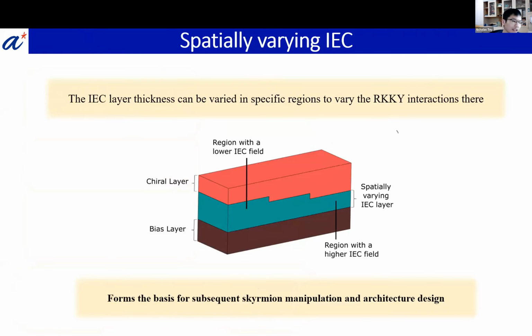So RKKY interaction is the next neighbor interaction, and sub-nanometer changes to the thickness of the IEC layer can have significant effects on the magnetic behavior of the sample. It's thus possible to spatially vary the RKKY interaction by making small changes to the thickness of the IEC layer at a particular region, as illustrated here. This allows us to control the effective magnetic field applied at different regions on our device, and is critical for realizing skyrmion manipulation at zero applied field.